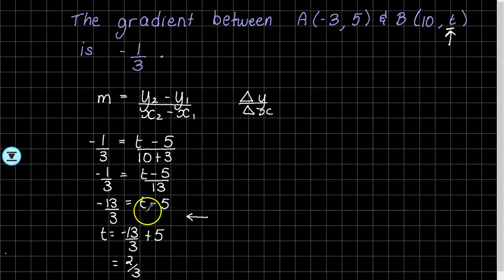So, to get t by itself, I have to get rid of the take 5. Do we agree? So how do I get rid of a take 5? Add 5. So this would actually be minus 13 over 3 plus 5 equals t. Agreed? Isn't that the same as t equals minus 13 plus 5? Like minus 13 plus 5 equals t is the same as t equals minus 13 plus 5.